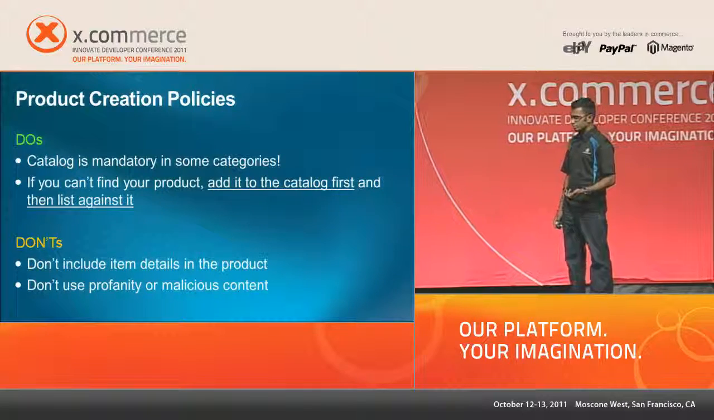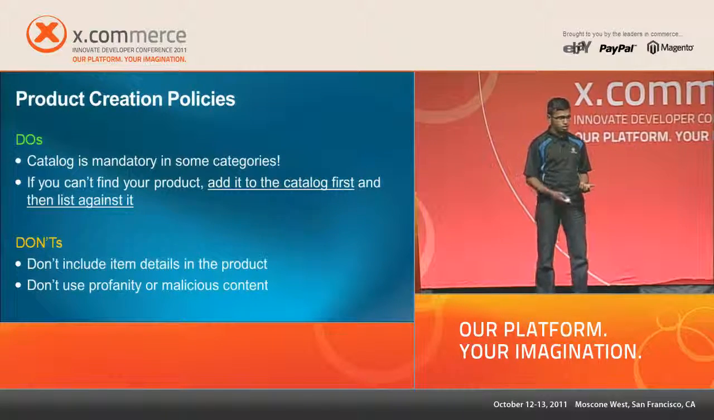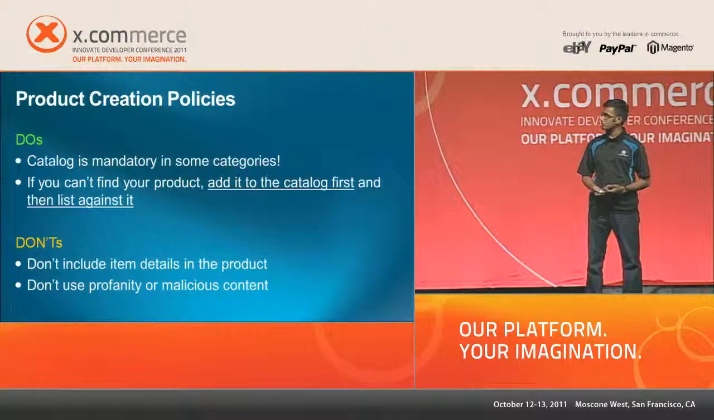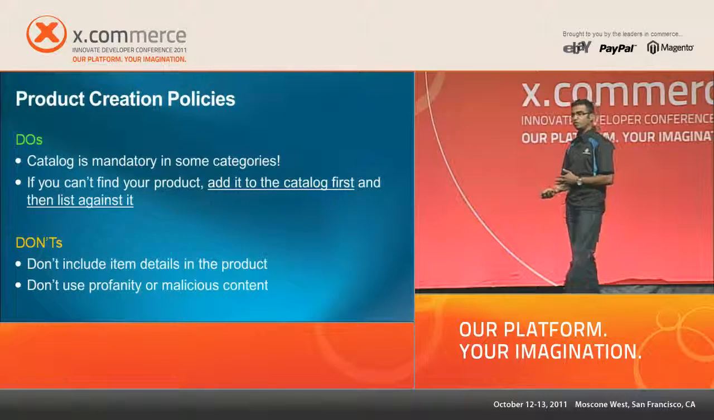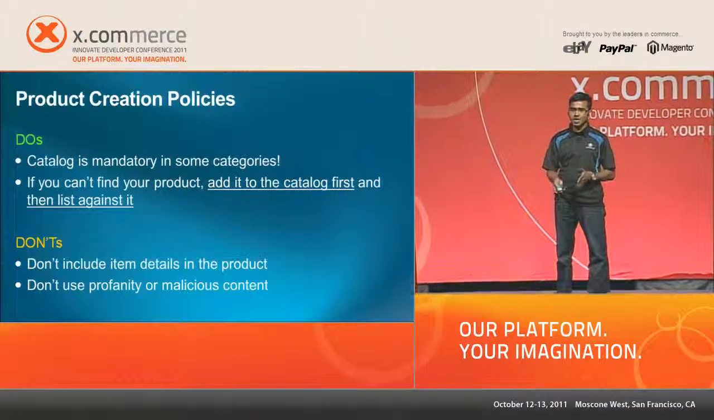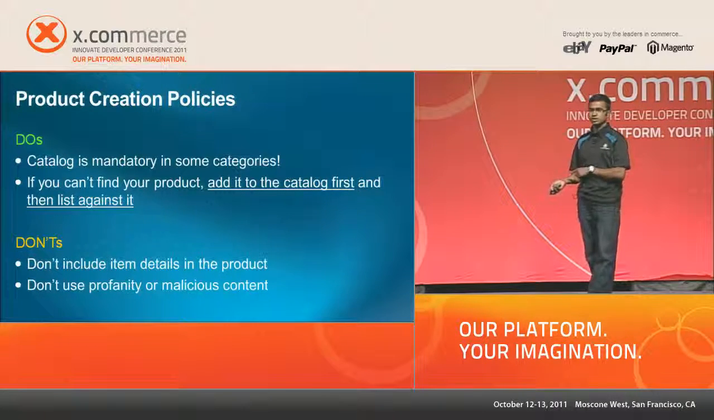Some recommendations for what you need to know when you use the API to create products. As I mentioned, catalog is now mandatory in some categories. So in those categories, if you don't already find what you are looking for in the catalog, you are expected to first add it to the catalog, get the product ID, and then associate it with your listing to get unblocked.